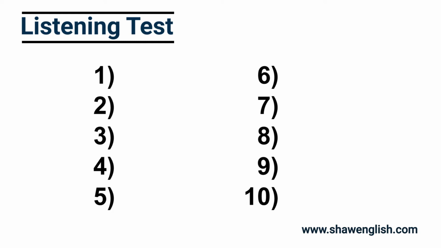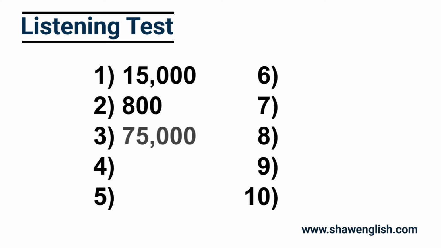15,000. Okay, so you should have written 15,000. All right, number 2, 800. Okay, so you should write 800. Number 3, 75,000. Okay, so it looks like this, 75,000. Number 4, 6 million. Okay, so you should write it like this with 6 zeros.